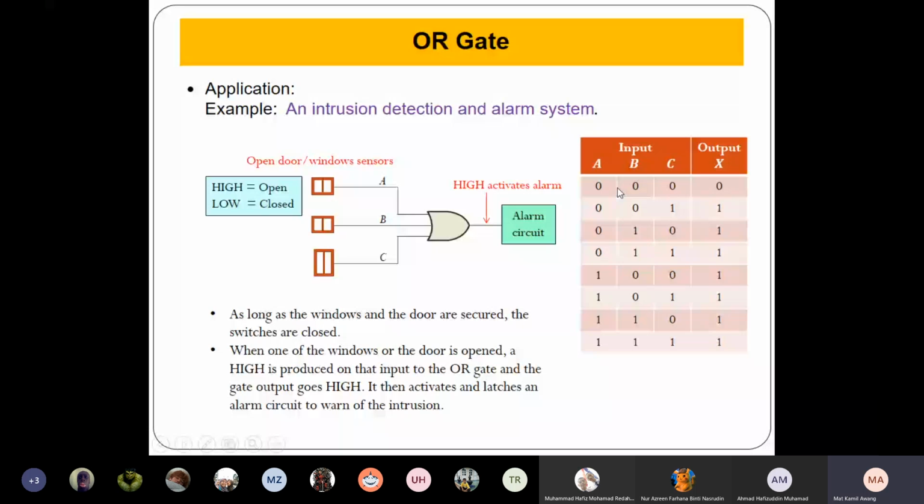So this is the logic gate, and the truth table for this. 0, 0, 0: they are all closed, so the output is 0. If the door is open, then there is an alarm. If window B is open, it's an alarm. If both window B and the door are open, it's an alarm. If only window C is open, it's an alarm. If window C and the door, or window A and the door, are open, it's an alarm. This is the truth table for the OR gate. Okay.